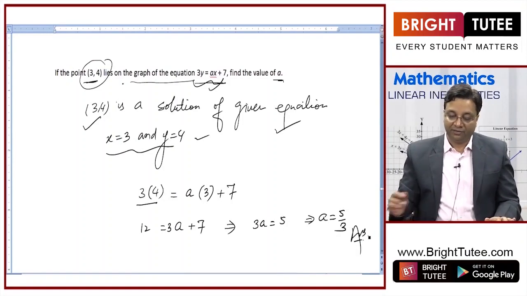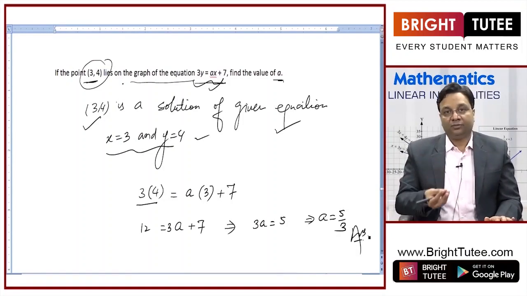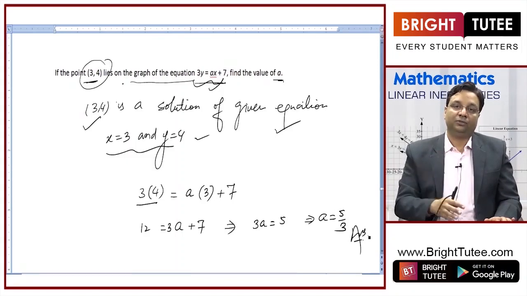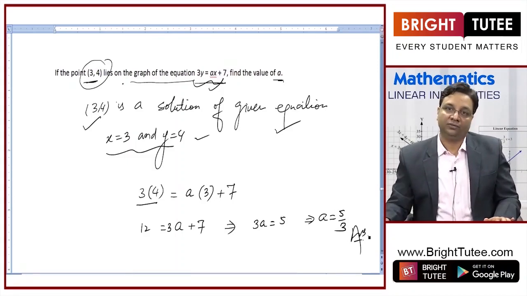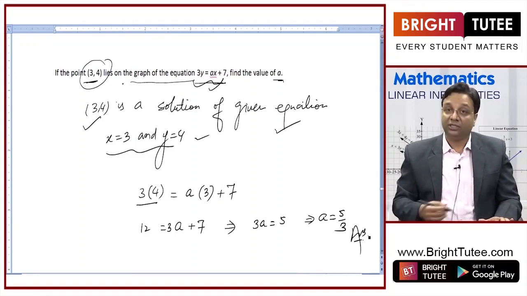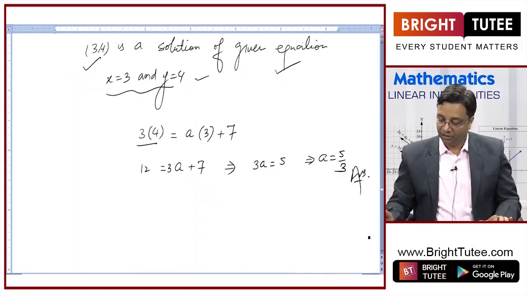Okay, so if we are given that this point lies on the graph of this given equation, then we know that this point will satisfy the equation of this graph. Okay, hence we put these values here and satisfy the equation.